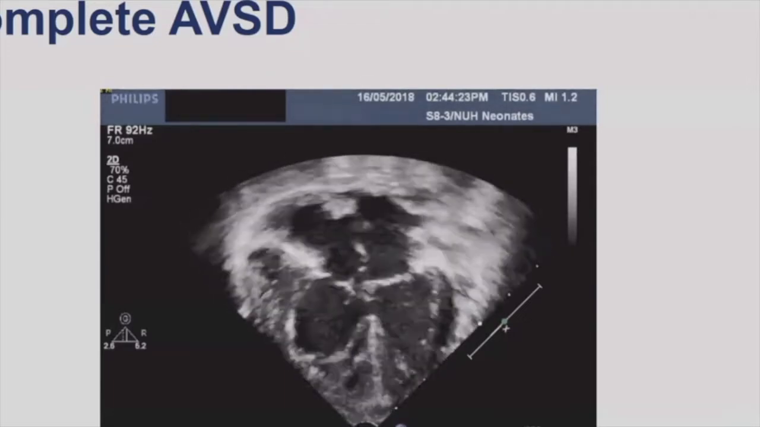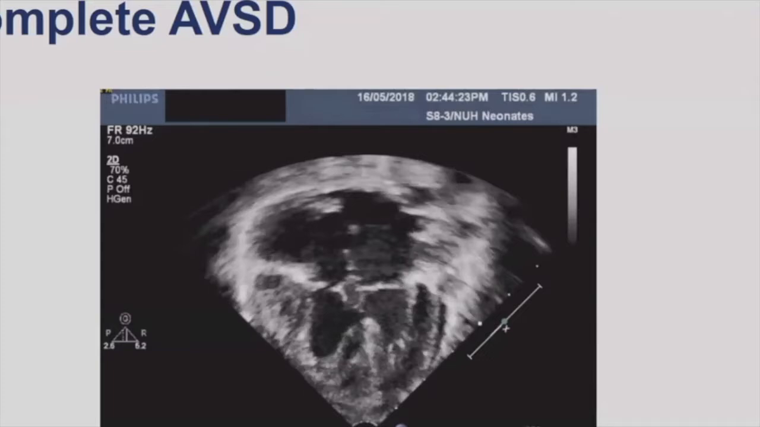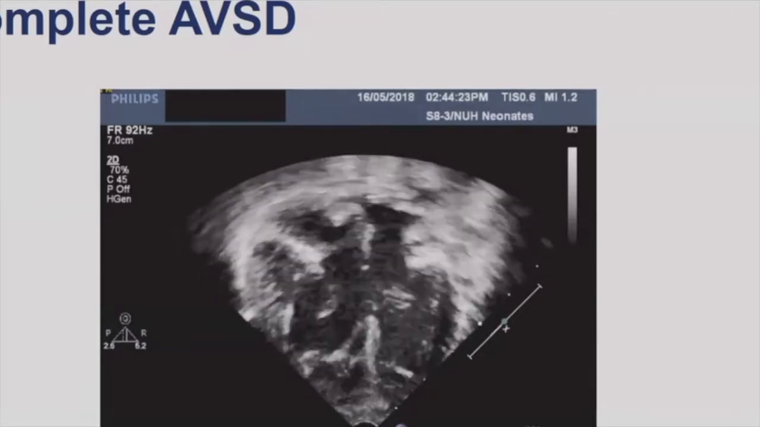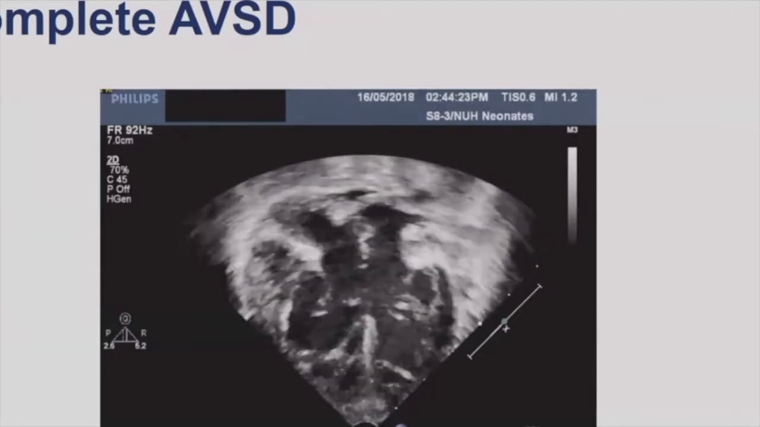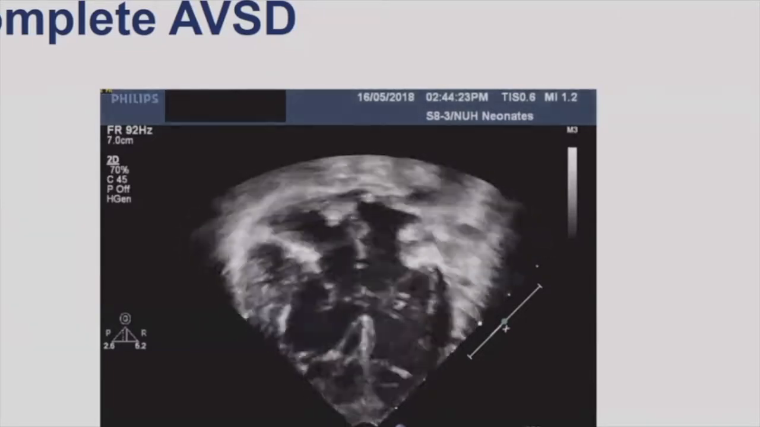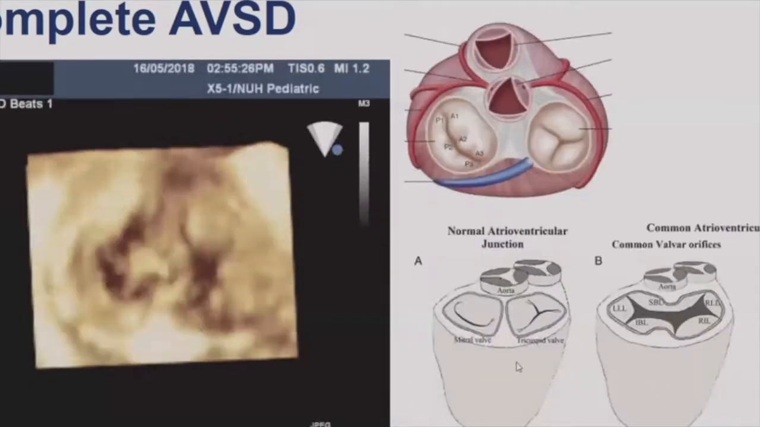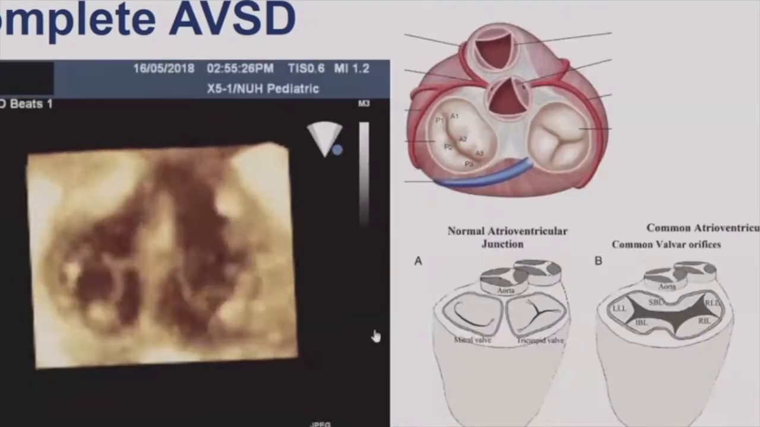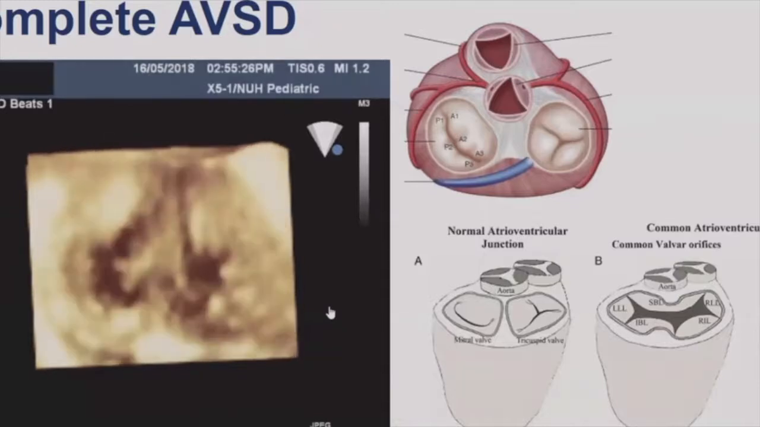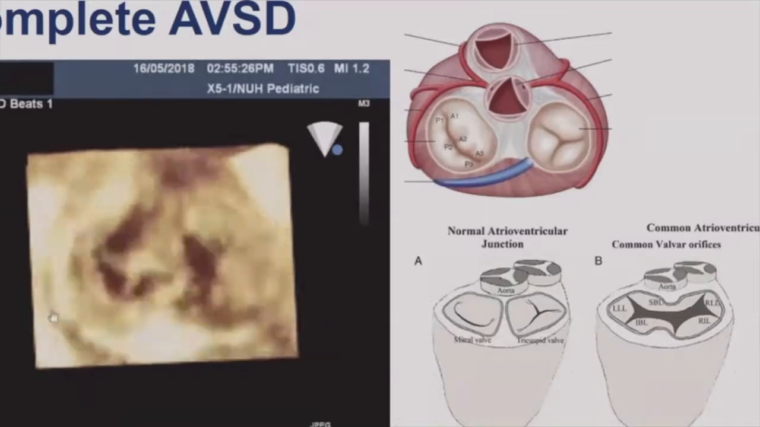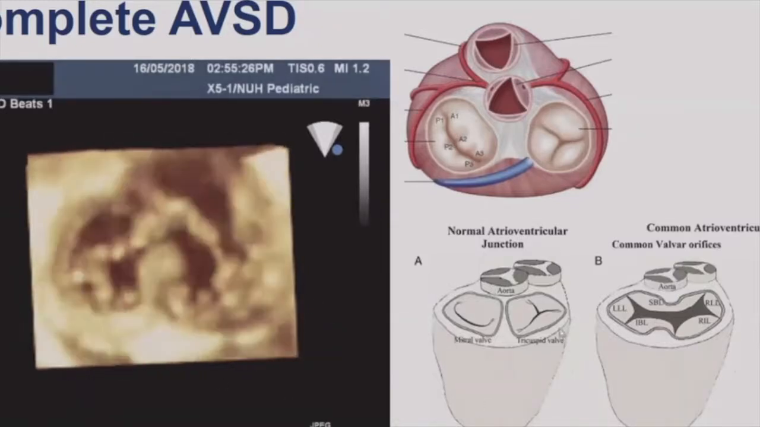the surgeon also needs to have a look and evaluate the atrioventricular valve, which is abnormal, because they need to decide if they need to fix this atrioventricular valve. Now, what do I mean? In AVSD, it is not just the deficiency or the defect in the atrial septum or in the ventricular septum. The atrioventricular valves are also abnormal.